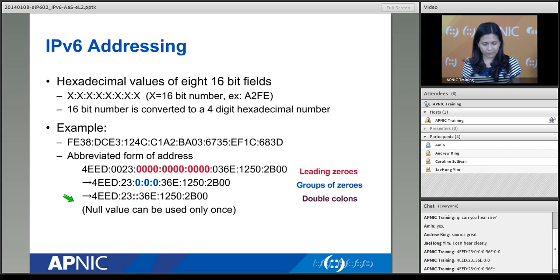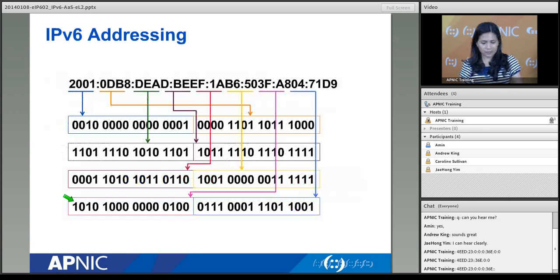Another way is based on the RFC. I'm not sure if I have that here. I probably don't, but it says that you have to replace the rightmost double colons if you have multiple possible options. Okay? So that's what you do. So this is just to show you how big the IPv6 address is, how many zeros and how many bits that you have there. So that's easy.